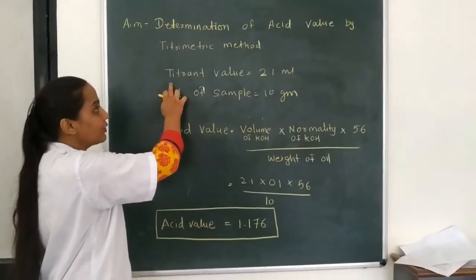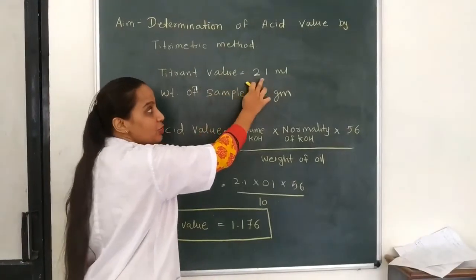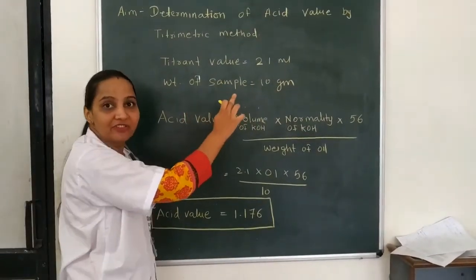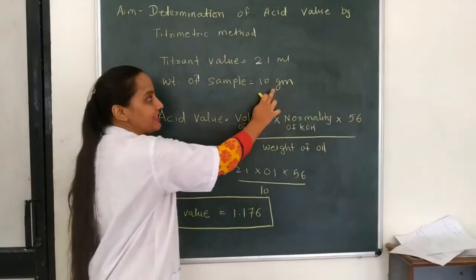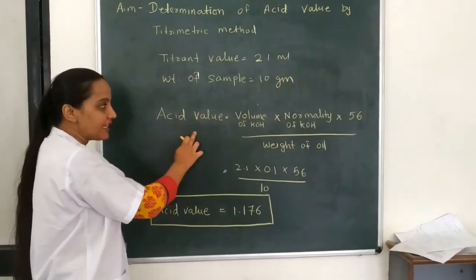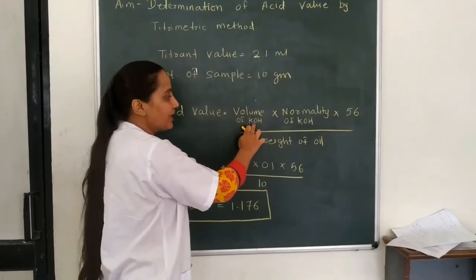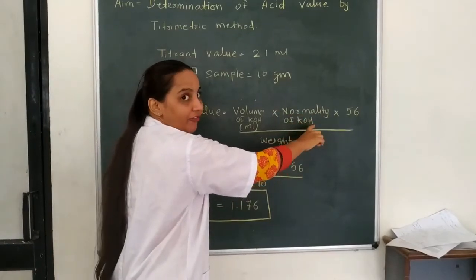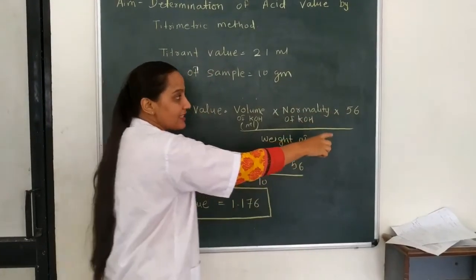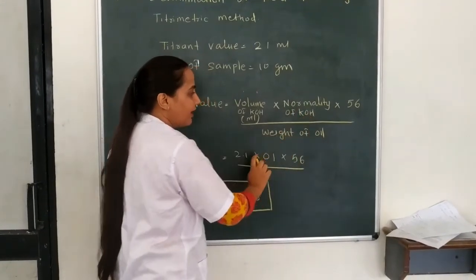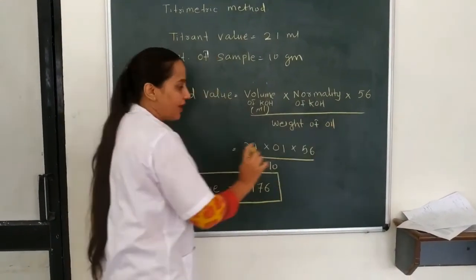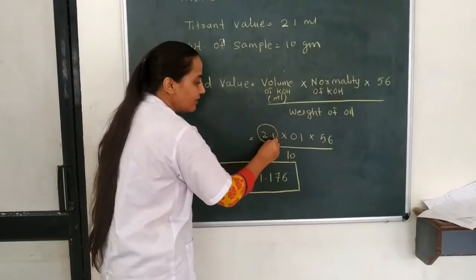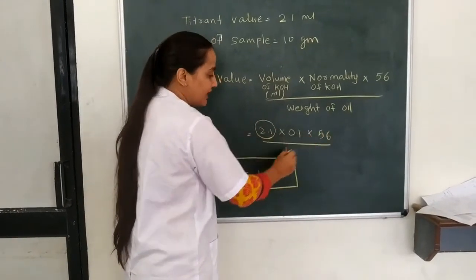Now let's begin with the calculation. First of all, our titrant value is 2.1 ml of 0.1 normal KOH. The weight of the sample which we have taken in the conical flask is 10 gram of oil sample. So acid value is equal to the volume of KOH in ml, or titrant value, multiplied by the normality of KOH, multiplied by 56. 56 is the molecular weight of KOH, then divided by the weight of the oil or sample taken in grams. So here our value is 2.1 multiplied by 0.1, multiplied by 56, divided by 10.